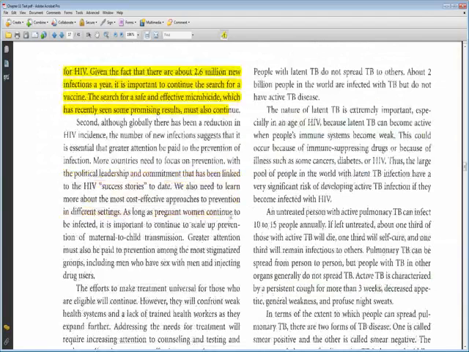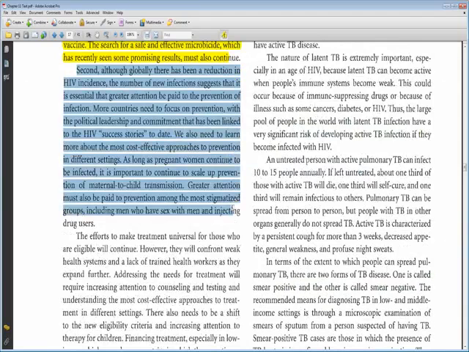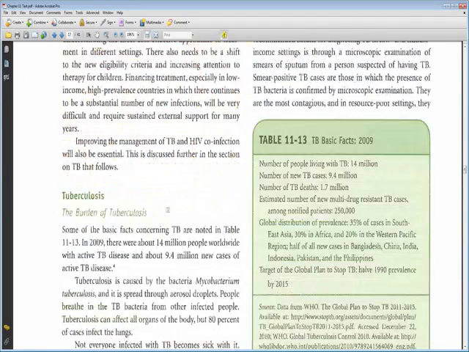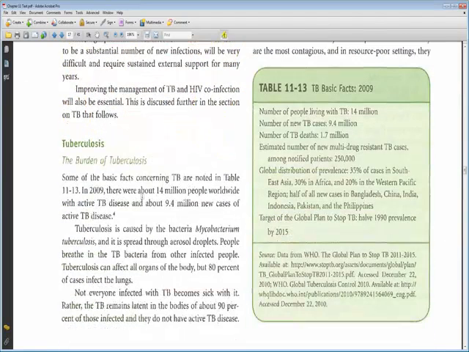Here I'm going to make a special note, and I'm going to post a link to a TED lecture that's talking about this. It's a great TED lecture. I really recommend you watch it, maybe as you read this section. And we're going to change from HIV to tuberculosis.